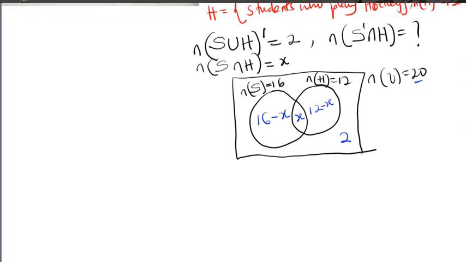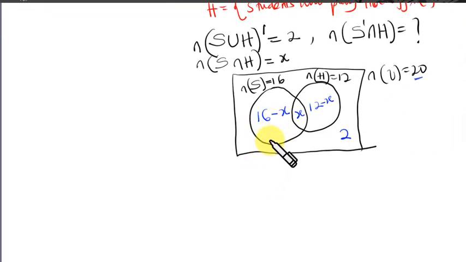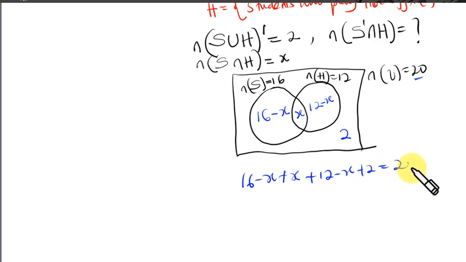So that gives me a very nice, perfect equation. I can add all the terms within the Venn diagram and equate it to 20. So I'm going to have 16 minus x here, this term, plus the second term, that is plus x here, plus this term, that is plus 12 minus x here, plus this term, that is plus the 2, should be equal to 20.